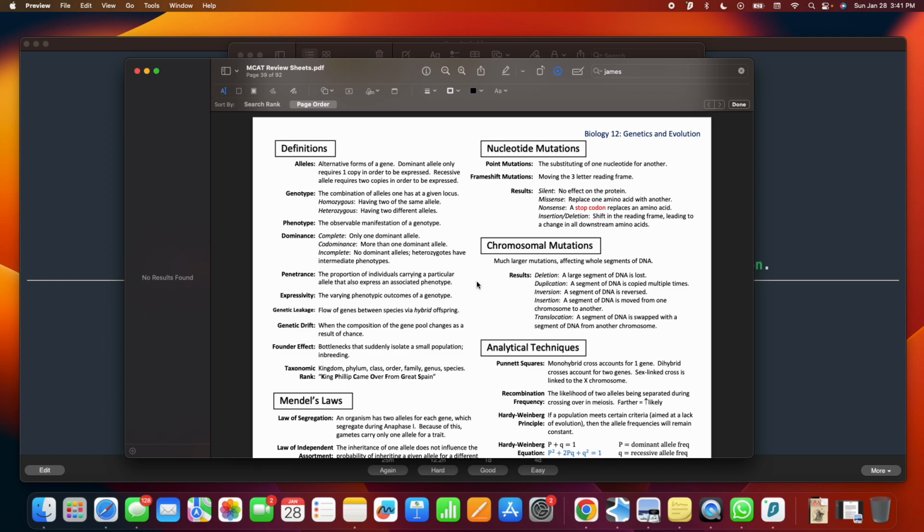Now let's finish the 12th chapter of biology for the MCAT, which is the last one, and we're done with biology finally. So let's do it and get through it quickly.